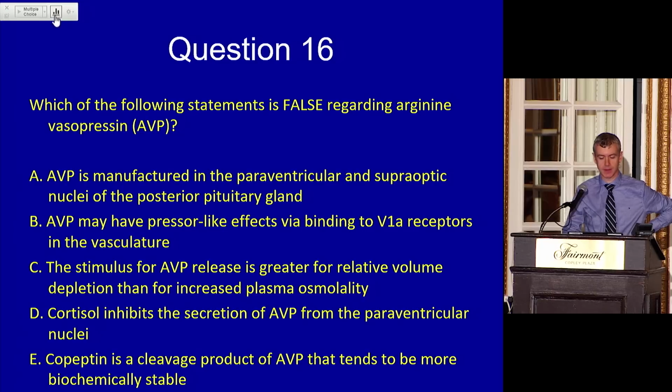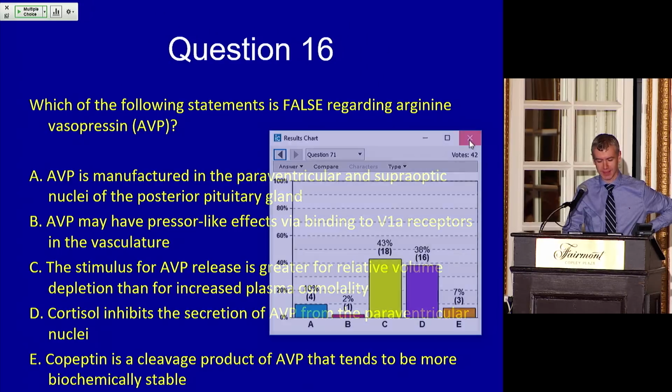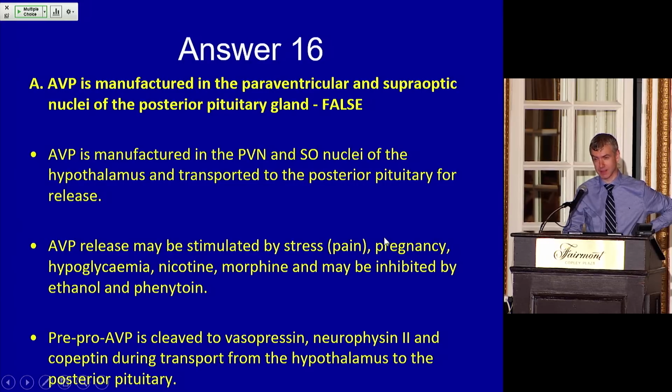Okay, I'll stop it there. This is my trick question. You ready? Okay, so there's a wide variety of choices here. So the statement that's false actually is A, believe it or not. So AVP is manufactured in the paraventricular and supraoptic nuclei of the posterior pituitary gland. That's false. It is the paraventricular and supraoptic nuclei, but they're in the hypothalamus, not the posterior pituitary gland. Sorry. It is a good one though, right?